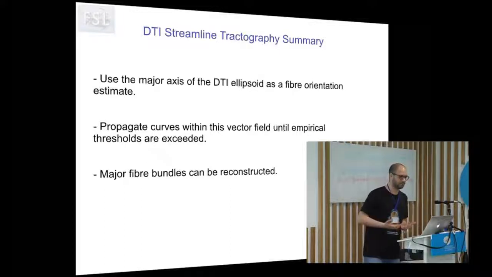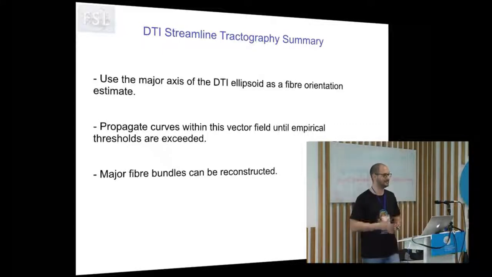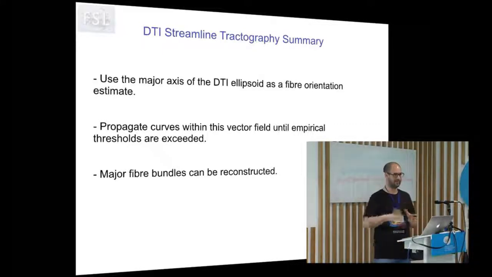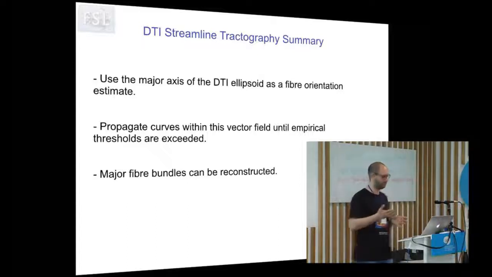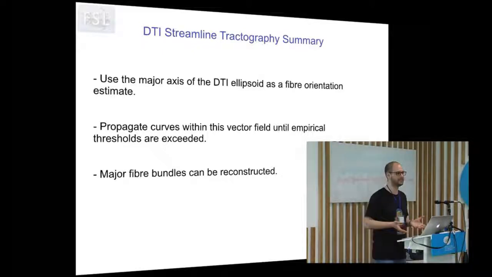So just as a quick summary for this initial part, if you want to do DTI streamline deterministic tractography, what you do is use the principal diffusion direction, the main eigenvector out of your diffusion tensor estimate. You will propagate the streamline until the anatomical criteria or the algorithmic criteria that you set up are met, and given this relatively simple approach, you can already reconstruct some major white matter fiber bundles.